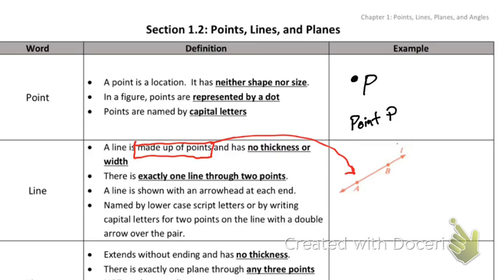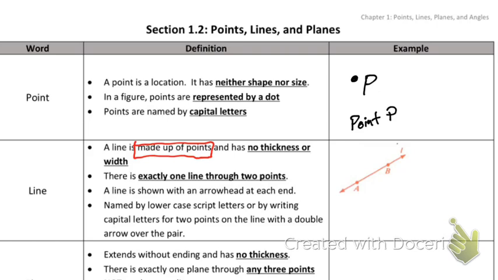Because, for instance, if I have a test question that says, are A and B the only points on this line here? You'd say, no. There's a ton of points on there, more than just A or B. So that's what we're going to start off with. So it's made up of a whole bunch of points, even though it looks like just a straight line. There's exactly one line through any 2 points. So anytime you draw 2 points, boom, boom, there's only one line that can go through those 2 points. So as soon as you have 2 points, you have one specific line.